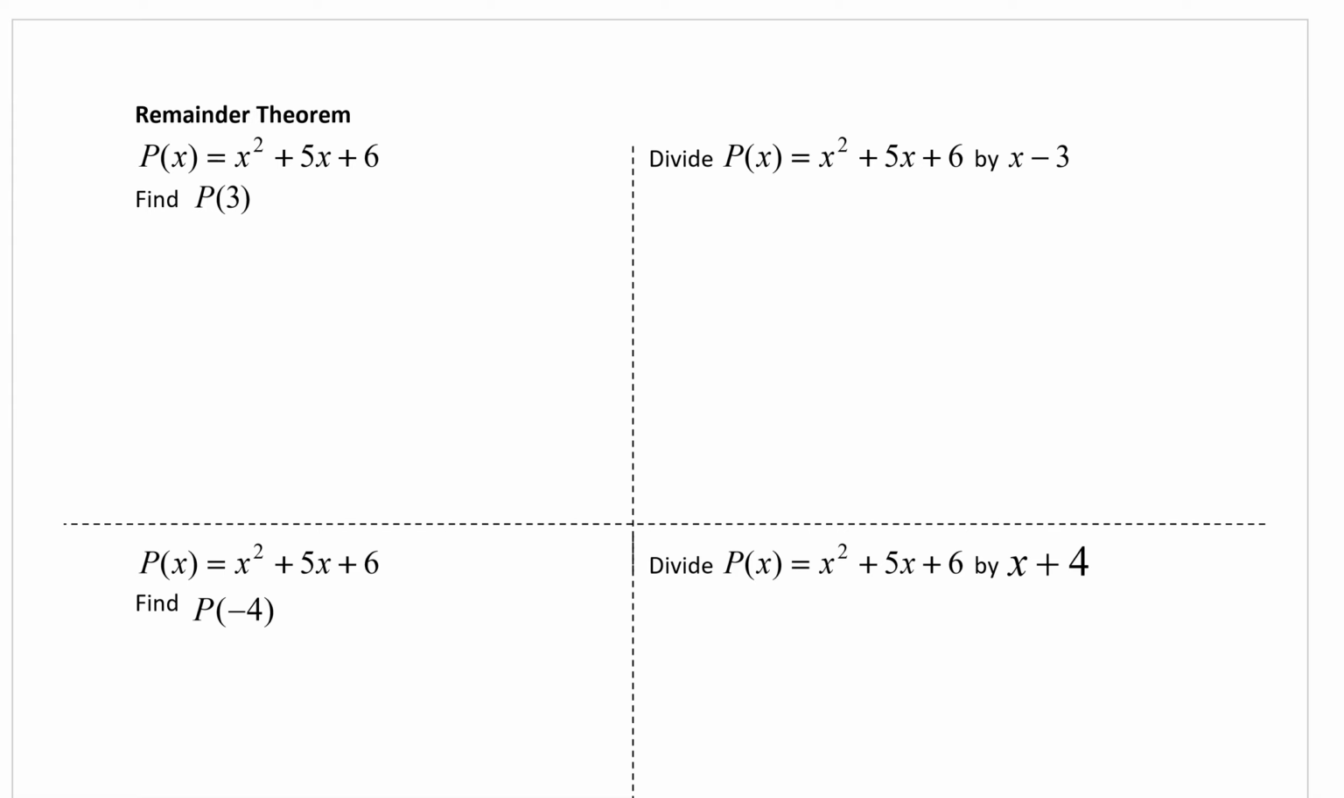This is the remainder theorem, and you're going to see why they call it the remainder theorem pretty quickly here. So we're going to do two things. We're going to find P of 3, and plug that in our calculator to give us 30. And then we're going to divide this by x minus 3.